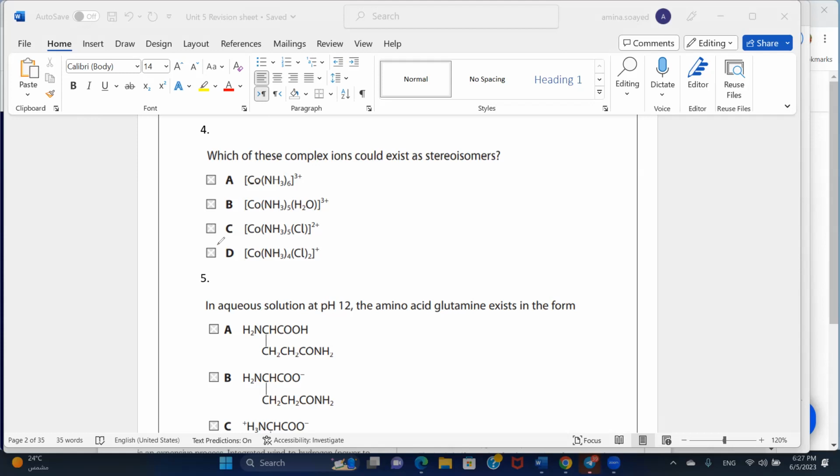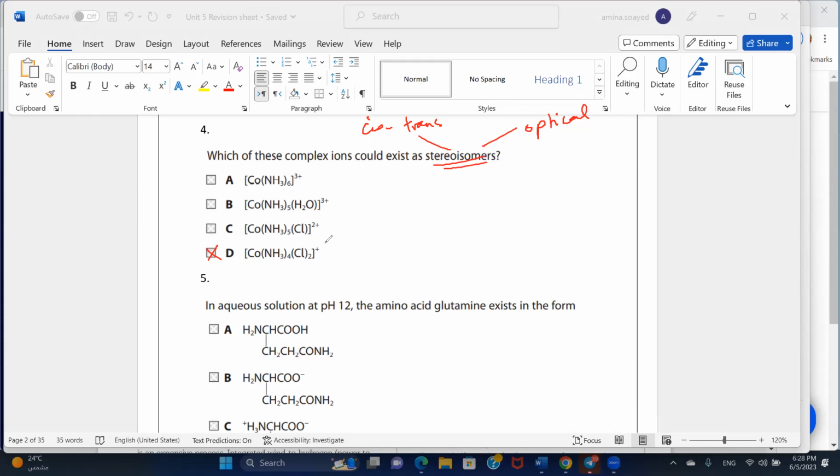The answer here is D. Why is it D? Because in stereoisomers, we have either geometric isomers, which are cis-trans, or we have optical isomers. Of course, when we deal with organic compounds, the cis-trans means that we have the C double bond C, and optical means we have a chiral carbon, but these are not organic compounds. These are inorganic complexes, isn't it?